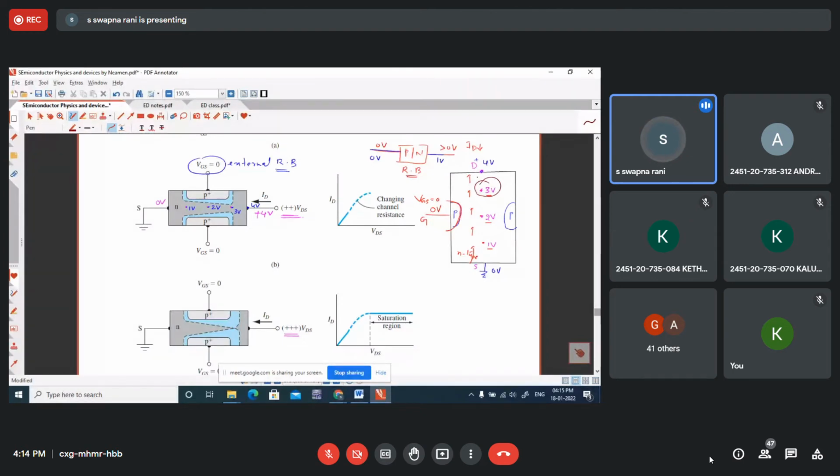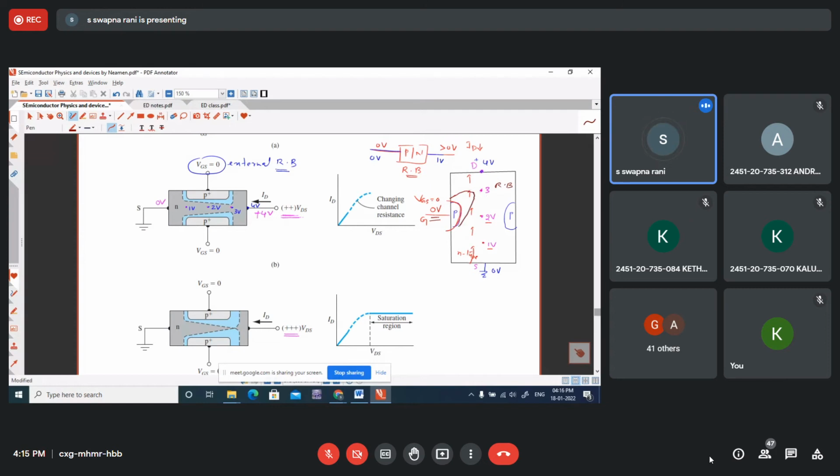And if you observe, the reverse bias effect is more towards the drain end. This is 0 and this is 3. So the reverse bias effect is more at the points which are nearer to the drain end. On the N side, everywhere there is positive potential, so no doubt that this junction is reverse biased. But the effect of reverse bias is more towards the drain end.